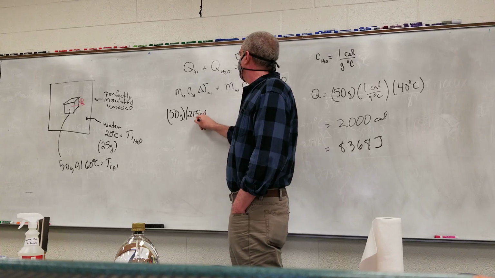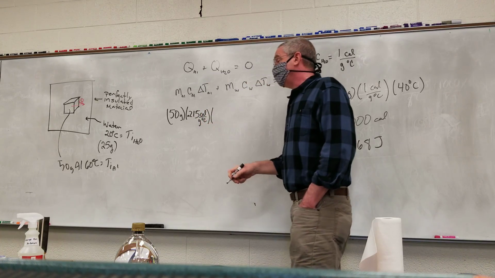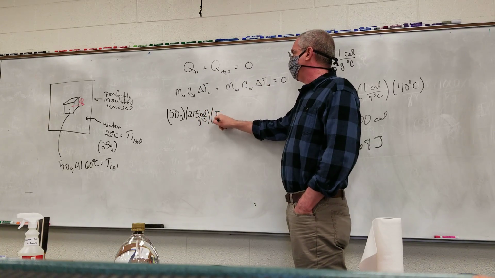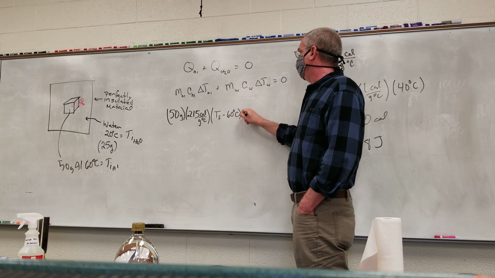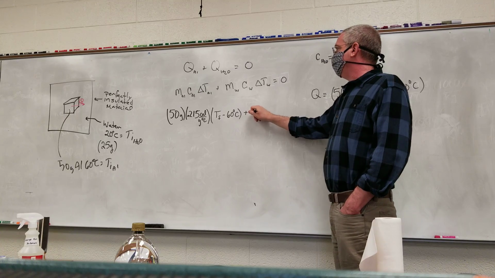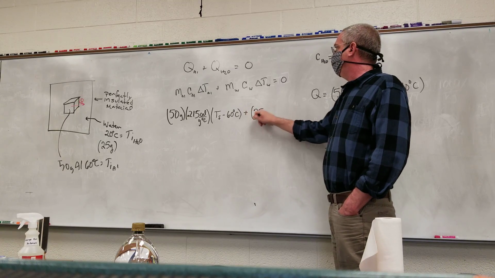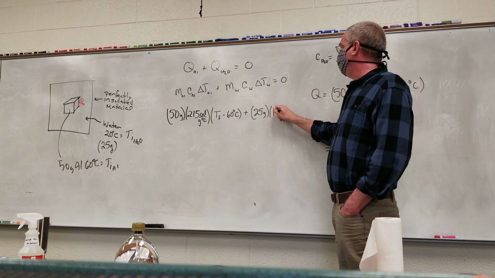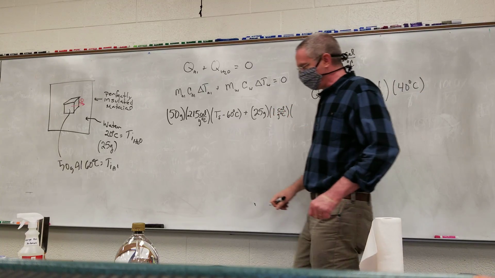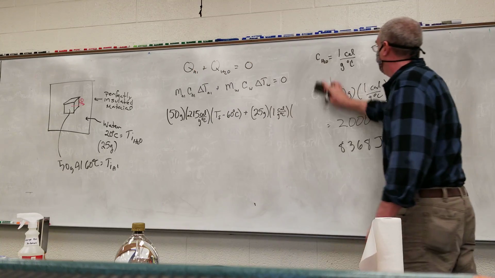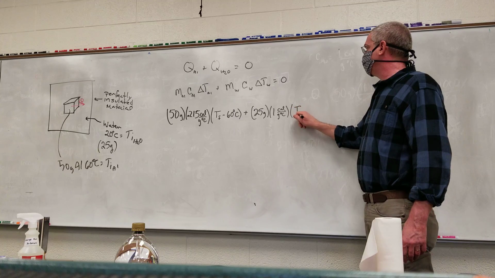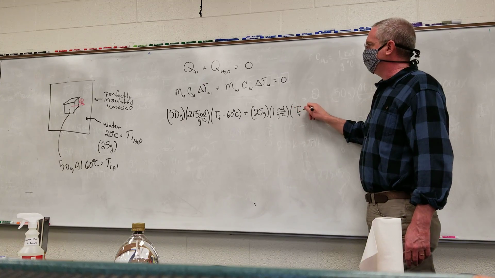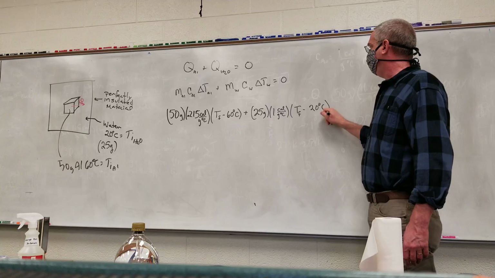Calories per gram degrees Celsius. Change in temperature, well, that's whatever that final temperature is minus the initial temperature, which is 60 degrees Celsius, plus mass of the water, which is 25 grams, specific heat of the water, which is 1 calorie per gram degrees Celsius. Change in temperature, which is whatever the final temperature is minus 20 degrees Celsius is equal to 0.